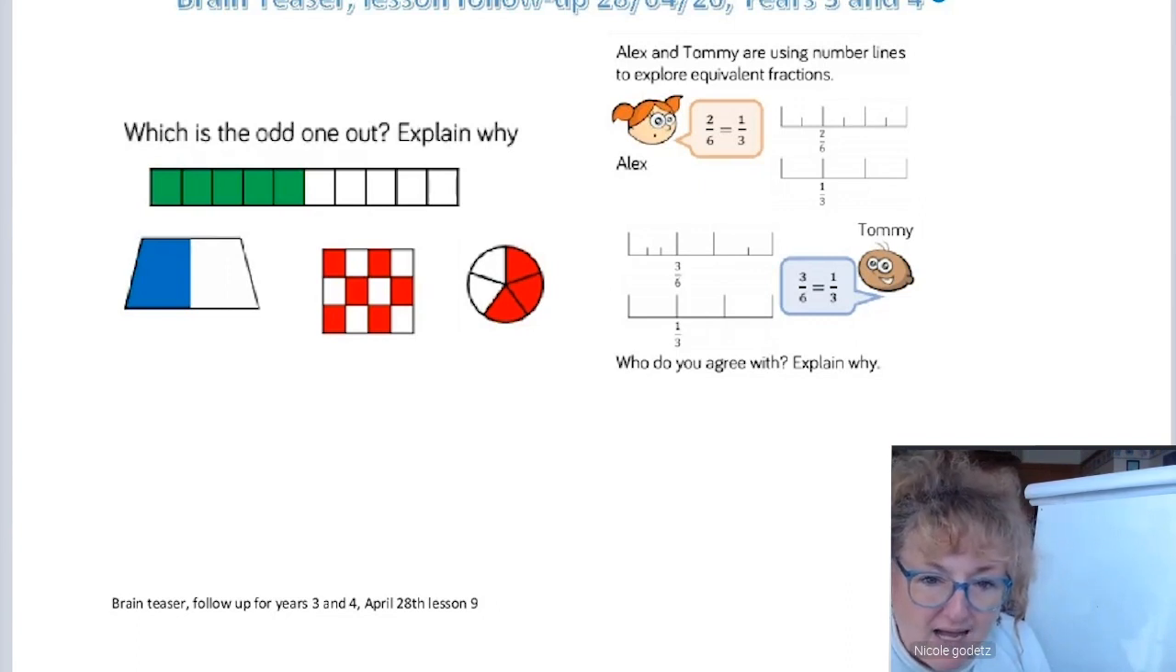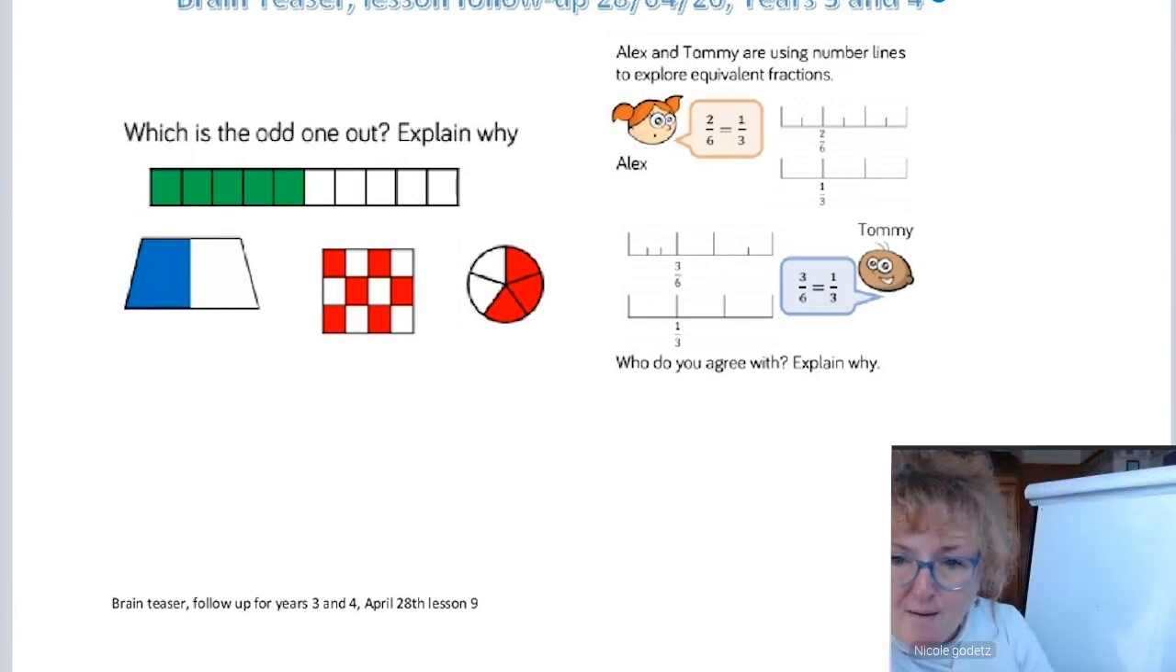Have a little look at how Alex and Tommy have drawn their fractions on the number line. Can you see anything that's a little bit dodgy? Anything that those of you who are new may not have met before? Well, you may have met somewhere else, but you wouldn't have met on Bright Ideas. The fraction police.